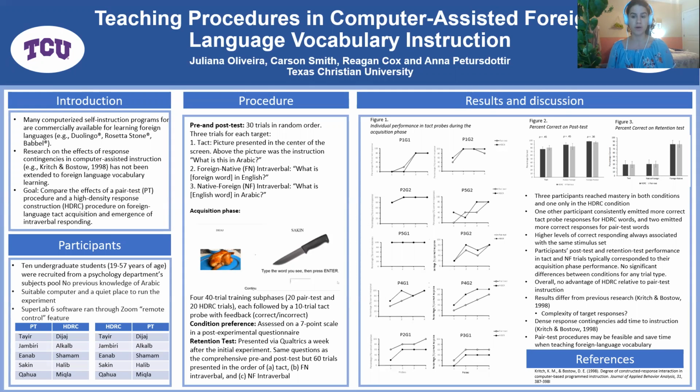So in each trial of the high density constructed response condition, the participant was shown a picture and asked to type the Arabic word. For words in a pair test condition, the participants were simply shown a word paired with a picture, and they did not need to respond, except to advance to the next trial.